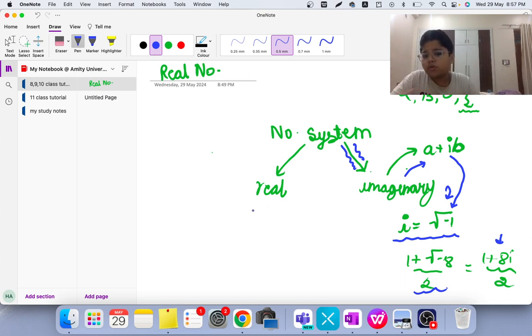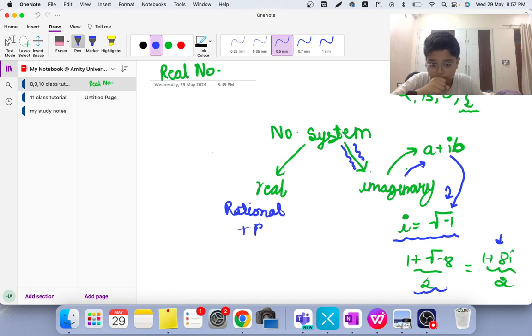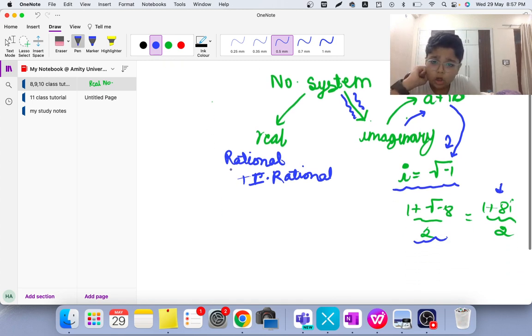Now, when we talk about real numbers, what's a real number? You can say real is equal to rational and irrational. I'm writing IR for irrational. Rational and irrational. Now you will ask what's rational and what's irrational. Let's go a little bit deep because it's something common.